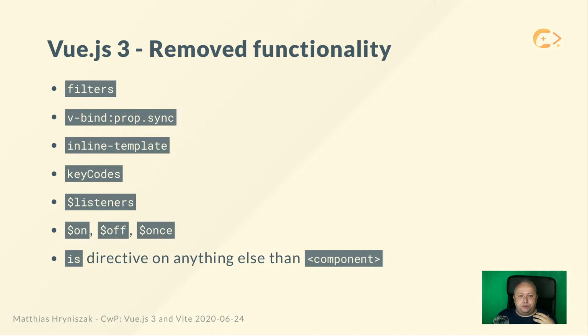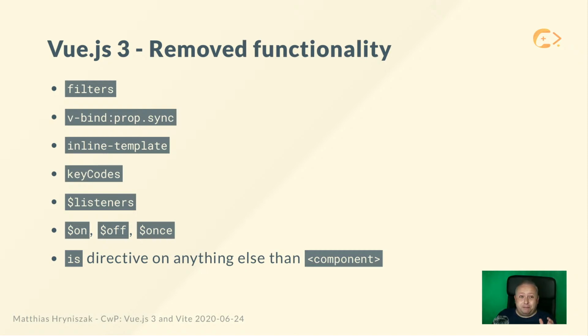The way to replace filters is with method calls. Like, instead you did just pipe and the name of the filter. Right now you're not doing pipe and the name of the filter. You just wrap the expression you want to filter, sort of format, into a function call. And if you want to do more than one, then you wrap a function call within a function call, and so on and so forth.